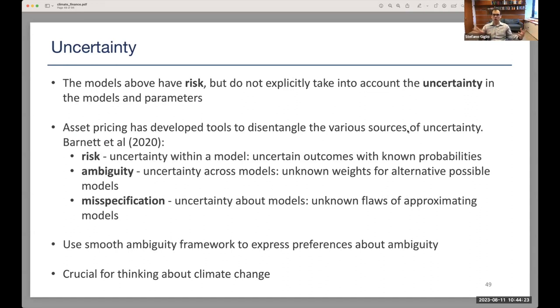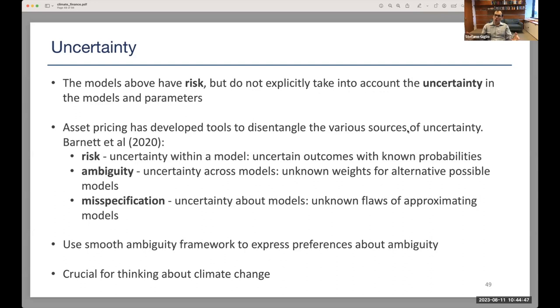I might want to just average out models, or maybe I want to penalize the worst model. There are different preferences with respect to ambiguity. And then you can also add to this model misspecification. Maybe I don't even know what flaws the models have in approximating the truth, right? So there are many layers of trying to think formally about what we don't know.